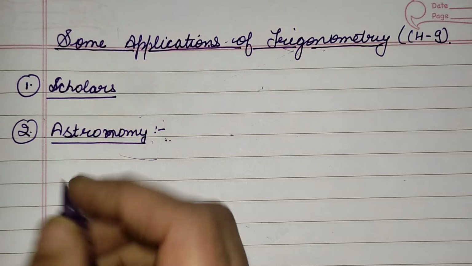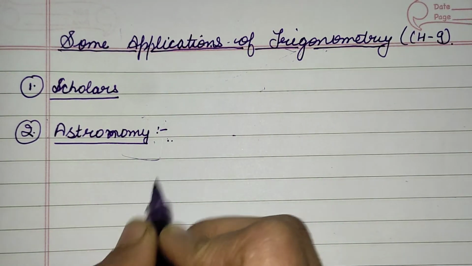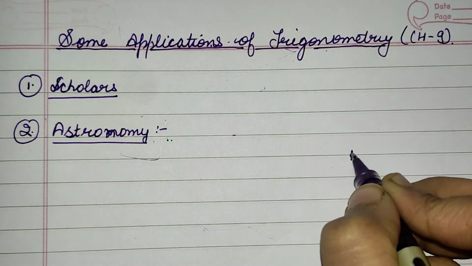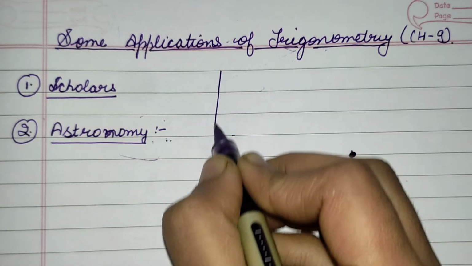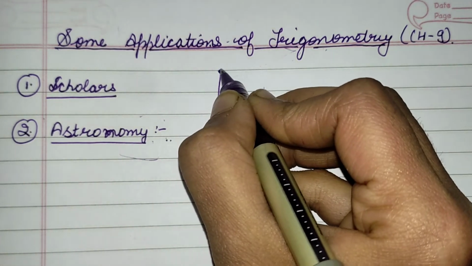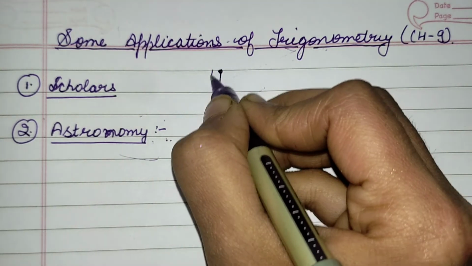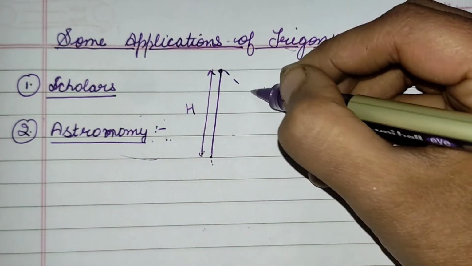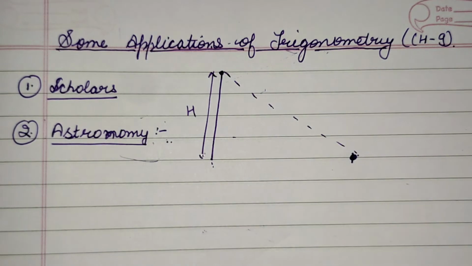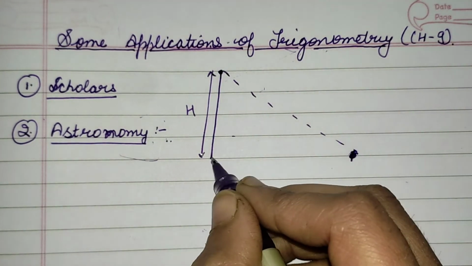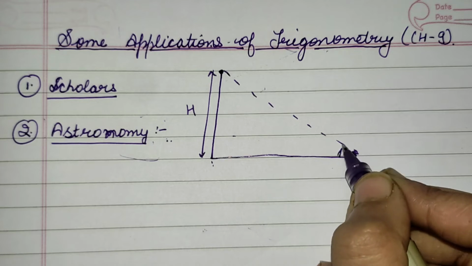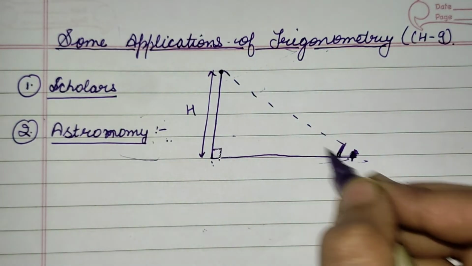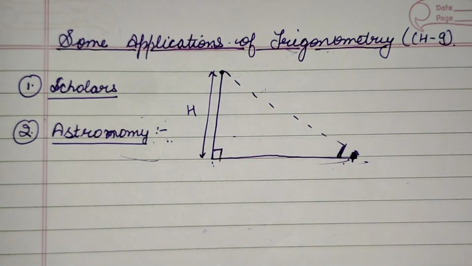Now comes the topic of how to find height and how to do those things. Let's take a basic example. Suppose you are standing here, and this is some tower. You have to find the height of this tower. You are seeing this tower from this location, so you can see clearly what angle you are making. Now this is my right angle triangle, so I can apply the Pythagoras theorem.